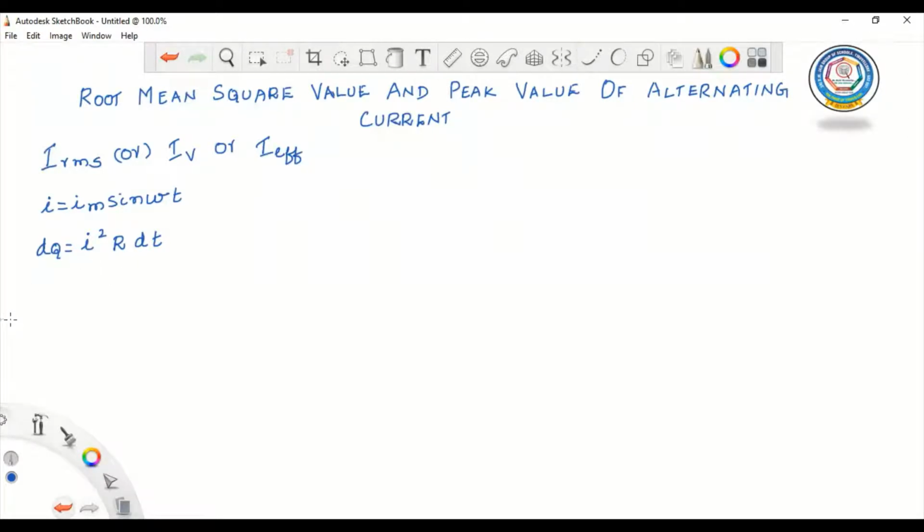Now, in order to calculate the total quantity of heat produced over one complete cycle, we are going to integrate it. So when you integrate this dq, you will get q, and we integrate over the period of one cycle, from 0 to T, I square R into dt. Here, what is this T? T is the time period of alternating current, that is, the time taken to complete one cycle.